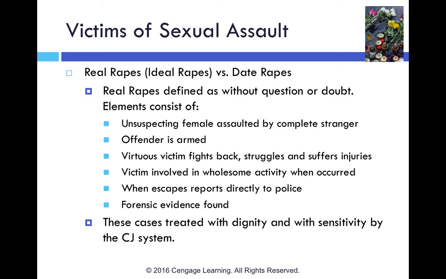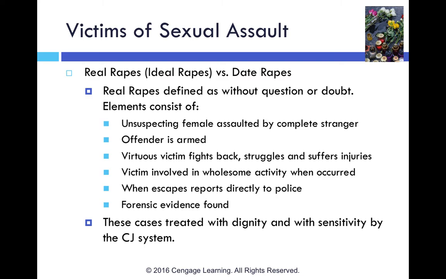Now, when your book talks about real rapes or ideal rapes, we're harkening back to what we talked about in those first few chapters, about how some victims appear to be ideal victims, truly innocent victims. So a real rape, in quotes, is an unsuspecting female assaulted by a stranger. That stranger is armed. She fights back, struggles, and suffers injuries as a result. When she is assaulted, she's engaged in some wholesome activity. And when she escapes, she goes right to the police and reports it, and there's plenty of forensic evidence.